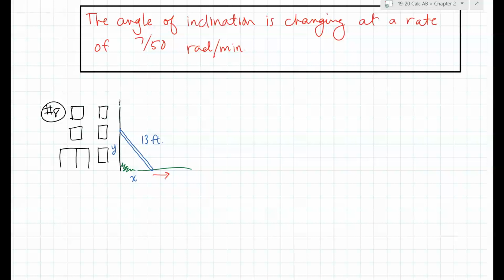So dx/dt, my x value is changing. dx/dt is 2 inches per second. How fast is the angle formed by the ladder and the ground changing? So ladder and the ground, this would be right there.